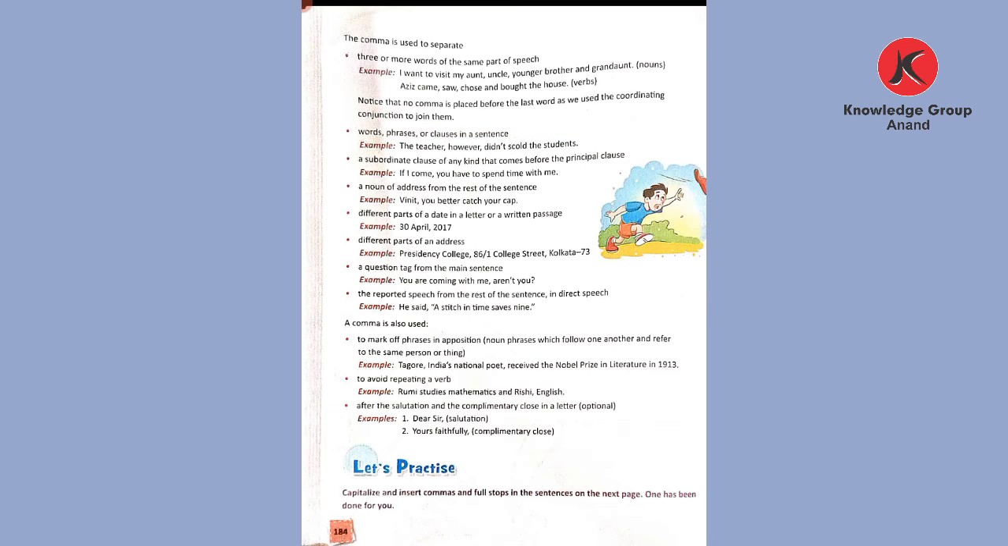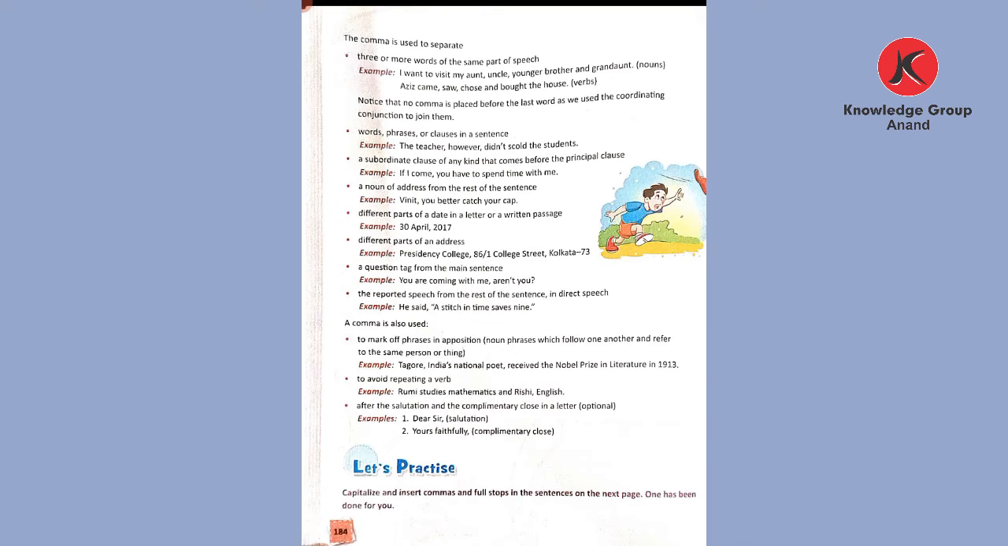Words, phrases or clauses in the sentence: a subordinate clause is a clause that comes before the principal clause. So we have learned what are phrases and what are clauses. A noun of address is separated from the rest of the sentence: Vineet, you better catch your cap. Now Vineet is a noun, so after Vineet a comma. Different parts of a date in a letter or a written passage: 30 April 2017. Different parts of an address. In an address also we use a comma.